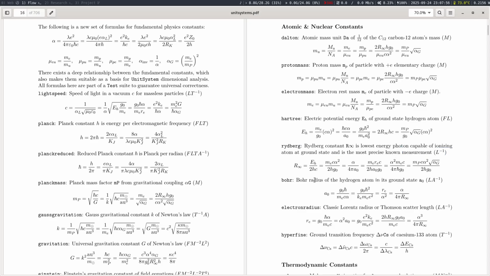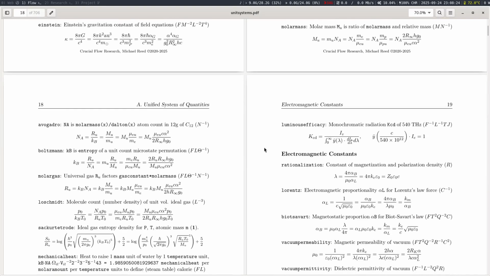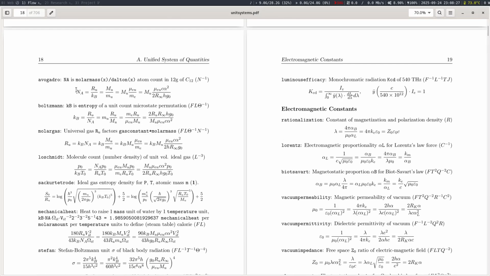And the Bohr radius of the hydrogen atom in its ground state, and the classical Lorentz radius or Thomson scatter length is the electron radius. Then we have the hyperfine ground transition frequency of cesium-133 atom. We have the thermodynamic constants. The molar mass constant is the ratio of the molar mass and the relative mass. The Avogadro number, molar mass, Dalton atom count in 12 grams of C12.